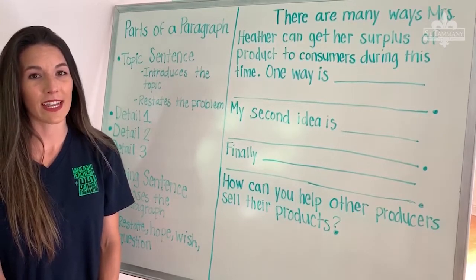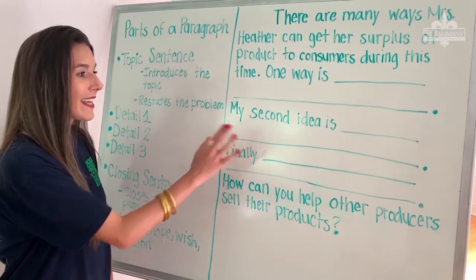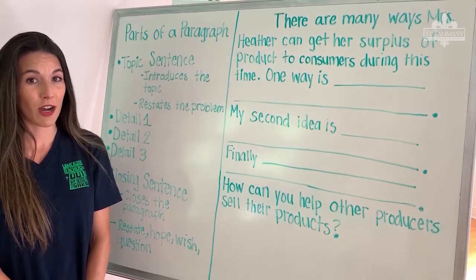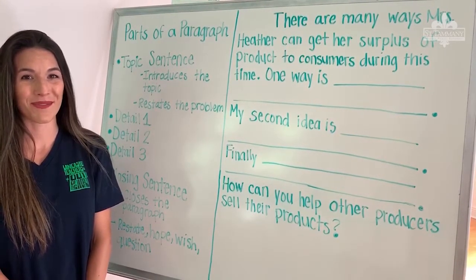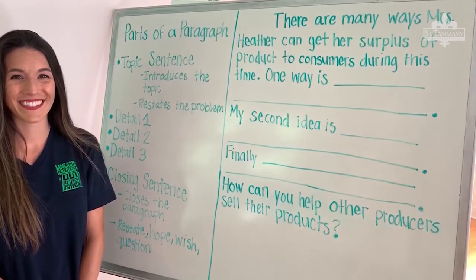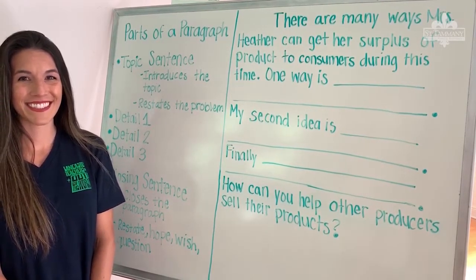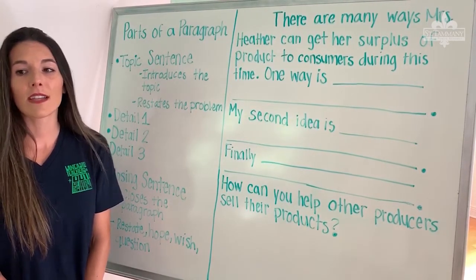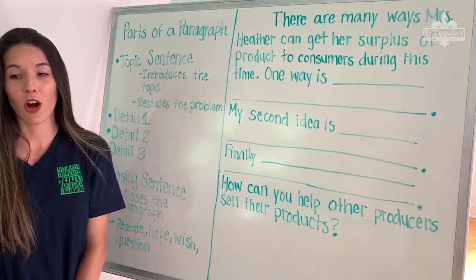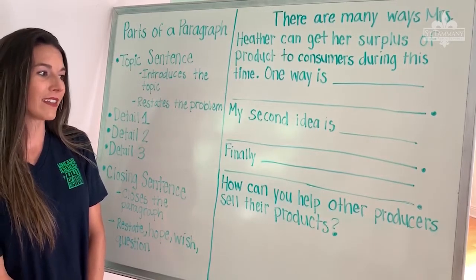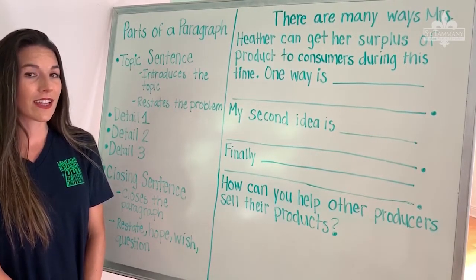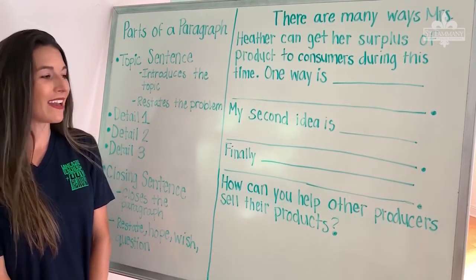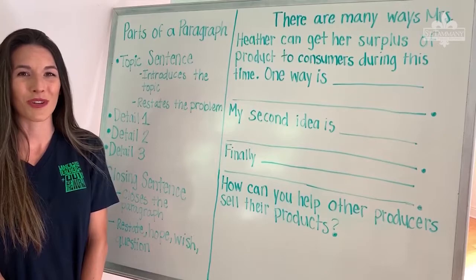Next, let's write our second detail. My second idea is, this time I challenge you to come up with one all by yourself. Now let's write our third detail. Some transition words you may want to use are lastly, finally. My third detail is, I chose to use finally. Go ahead and fill in the rest of the sentence on your own.